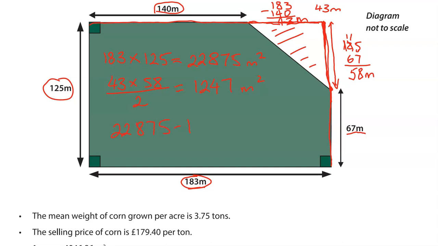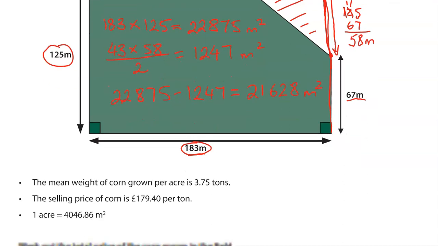So if we take it away now, 22,875 take away 1,247 gives us 21,628 square meters.